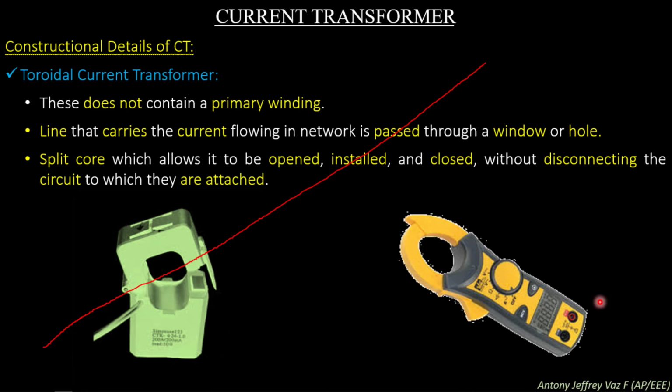Similarly, you can see these current clamp meters present in the labs. In these current clamp meters, we have a toroidal core in this region, and this toroidal core region can be opened, and the wire to be measured can be inserted into the hole and clamped inside the hole, and the current to be measured can be found on the display over here.